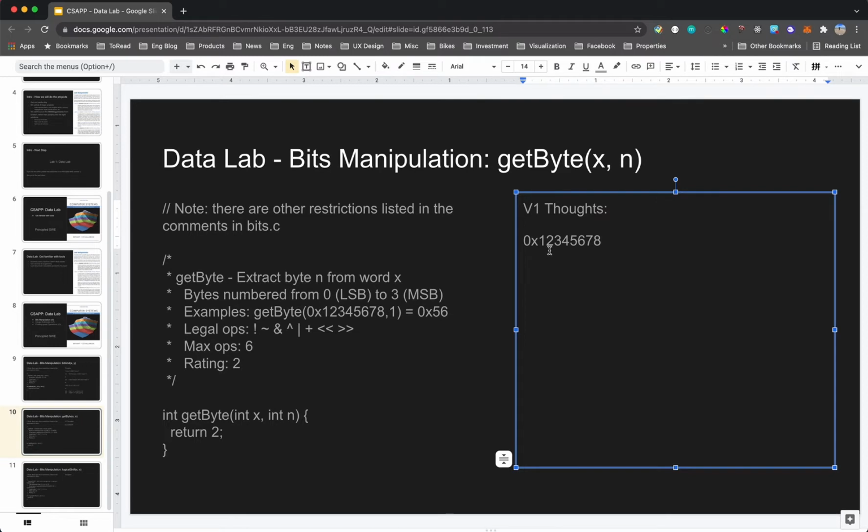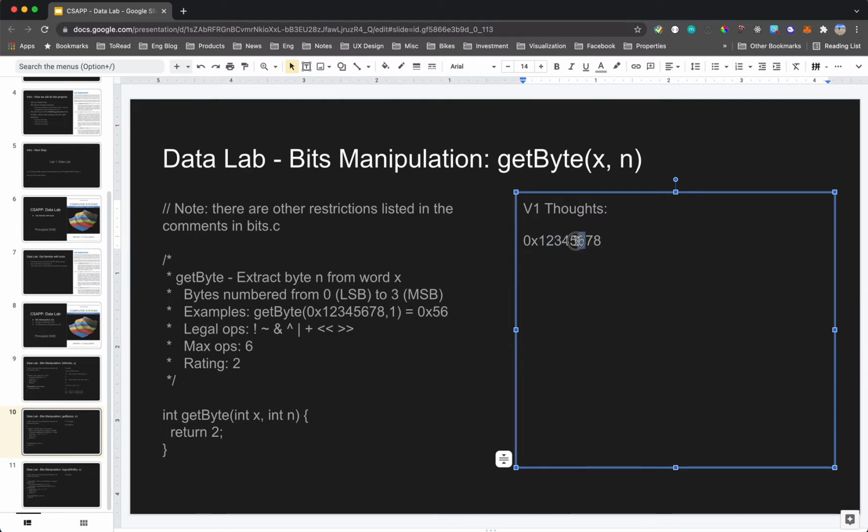So given this number, remember each of these digits represent 4 bits, and then 1 byte is 8 bits, right? So if n is 0, it means that we want to extract the last byte here, which are the last two digits of this number. In total, there are 8 digits. Each of them are 4 bits, so it's a 32 bits integer. If n is 1, it means we want to extract these 2 digits. Similarly, if n is 2, then we want to extract this, right?